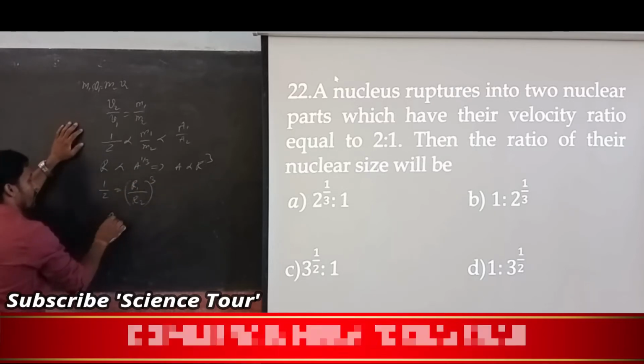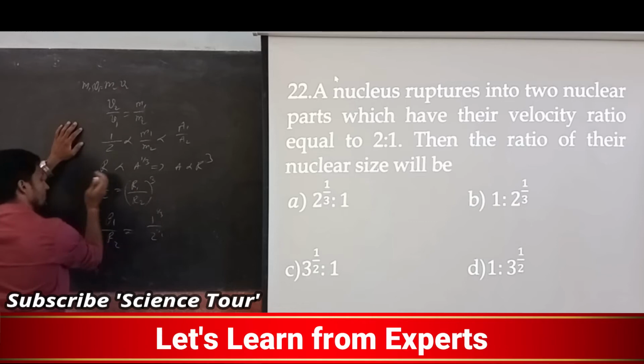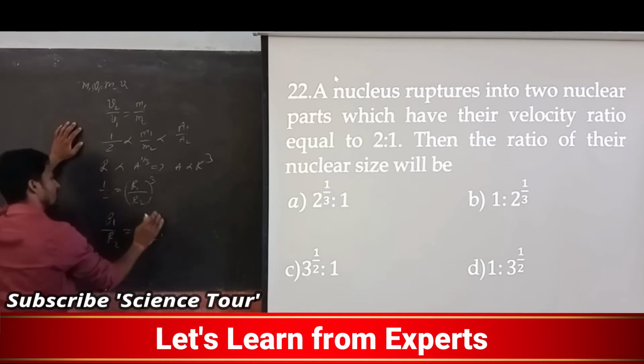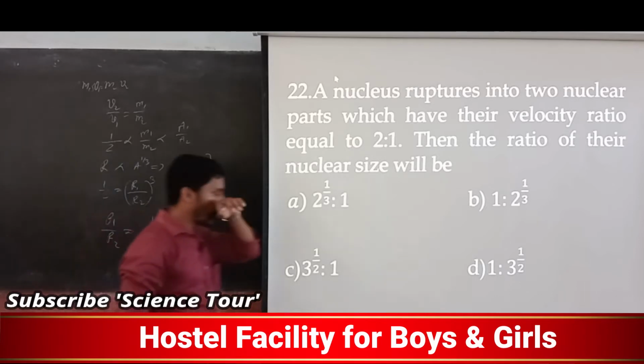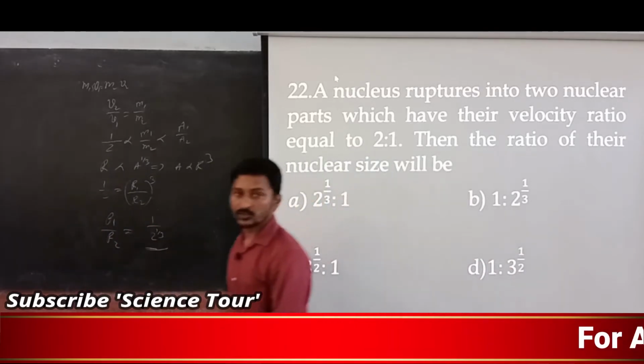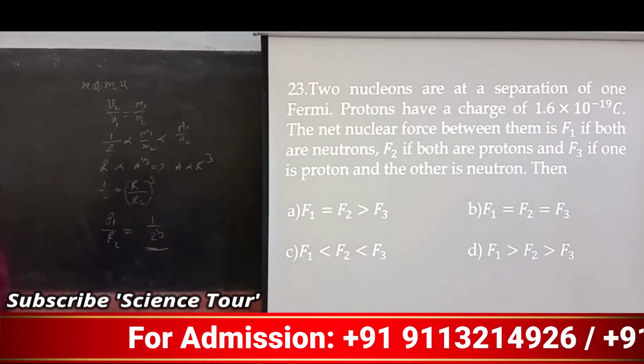So we want R1 by R2, which is equal to 1 by 2 to the power 1 by 3. If you take the power 3 to the other side, it becomes a cube root. So 1 is to 2, 2 to the power 1 by 3 you are going to get.